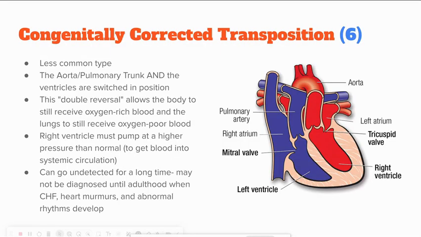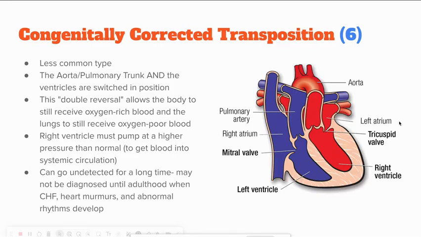And then another kind of TGA that's not as common is called congenitally corrected transposition. This is the less common type, and this is where the aorta and pulmonary trunk and the ventricles are switched in position. And basically what this does is this double reversal actually allows the body to still receive oxygen-rich blood and the lungs to still receive oxygen-poor blood, because again, you're not only swapping the pulmonary trunk and aorta, but you're also swapping the ventricles in position. So the two evils there balance out to restore proper blood flow.